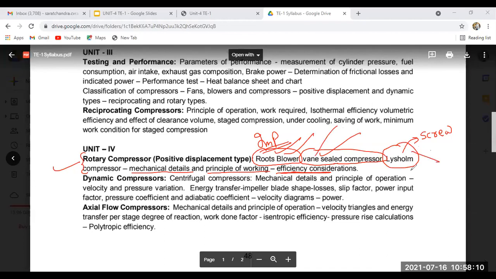For the Lysholm compressor, there is no derivation for efficiency. It is not there in your book. Only efficiency problems they ask from the root blower compressor. And today one efficiency problem we have done from the vane compressor also. So that's all about today's class.